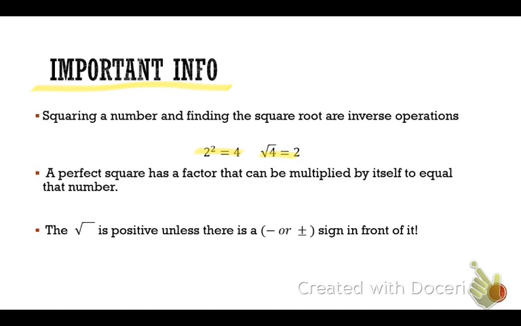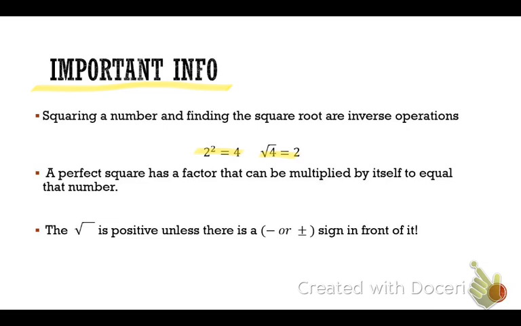We also need to know that a perfect square has a factor that can be multiplied by itself to equal that number. We're going to talk more about perfect squares in just a second. Make sure you leave 2 lines in between the second and third point, because we're about to write out all of our perfect squares.